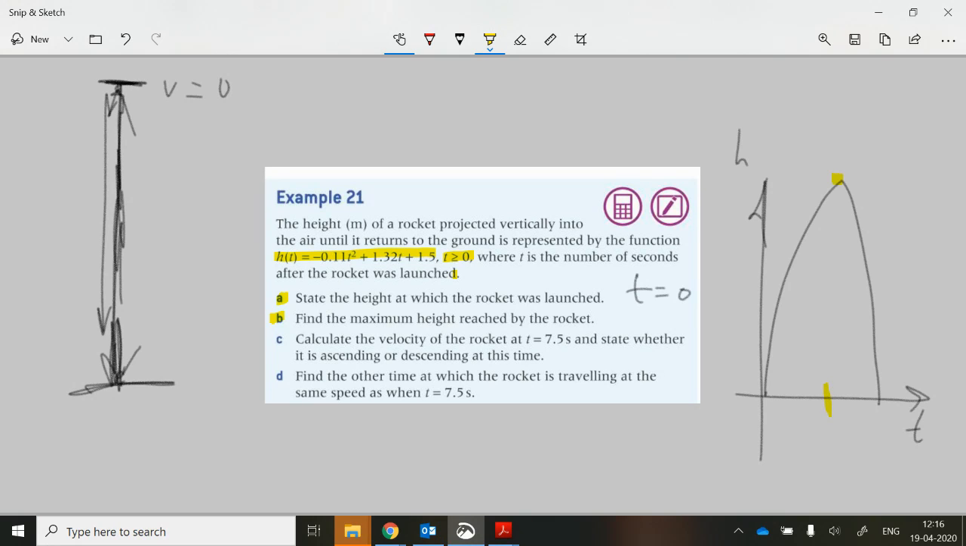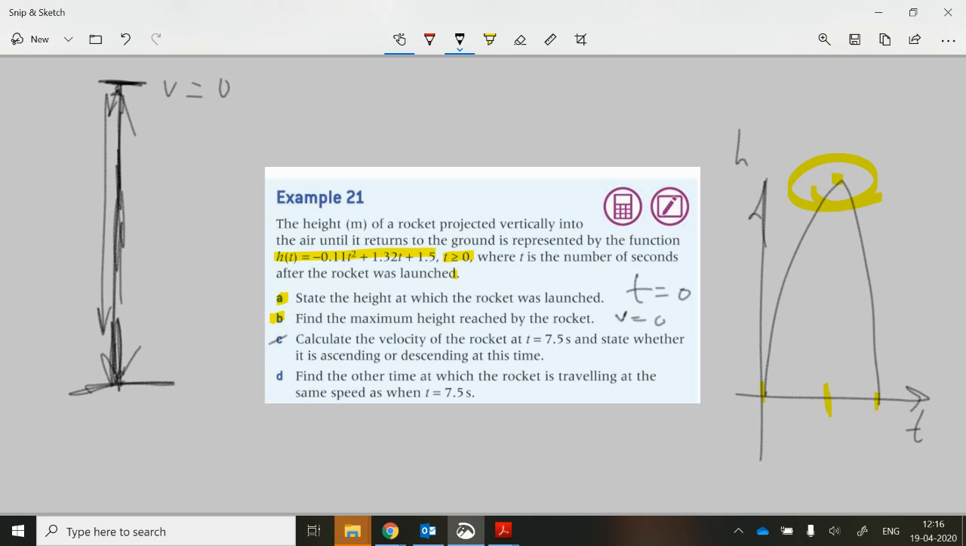There's lots of ways of doing this, but they want you to use differentiation, of course. So you need to find when dh/dt, in other words your velocity in this case, equals 0. So for part B, you're going to set your v, your dh/dt, equal to 0, and then solve for t.